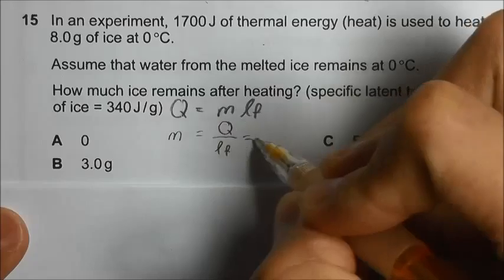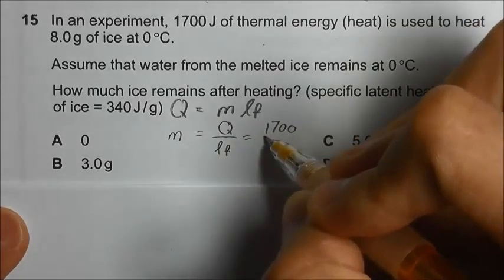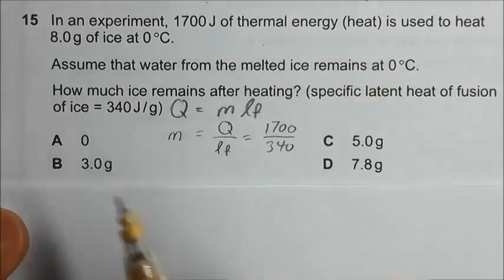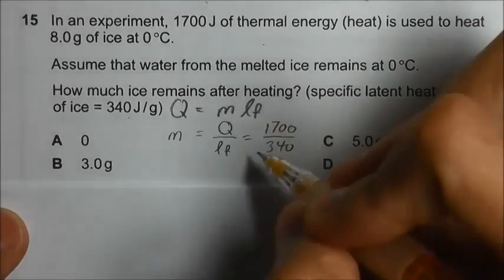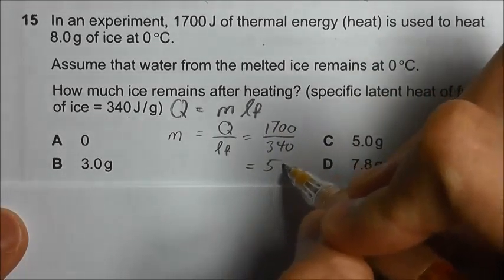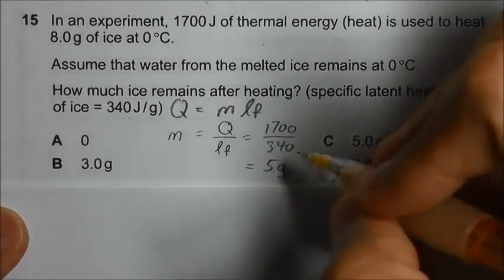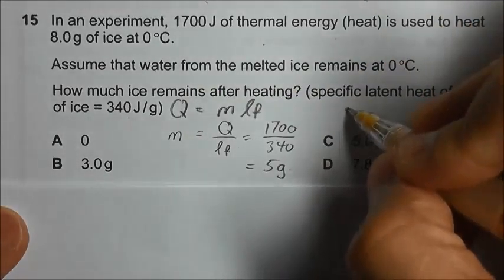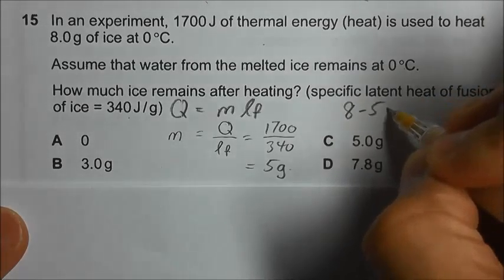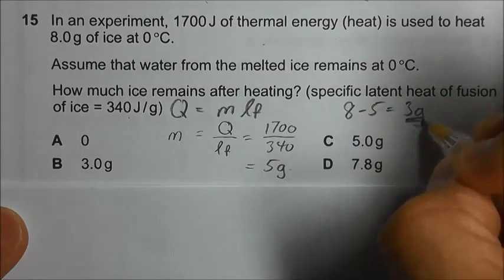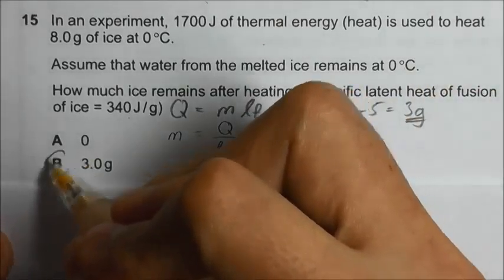Okay, so this will be 1700 divided by 340 here. We get 5 grams. So you know that 5 grams of ice has melted. So what is the amount of ice that is remaining? It will be 8 minus 5. We have 3 grams of ice remaining. Answer B.